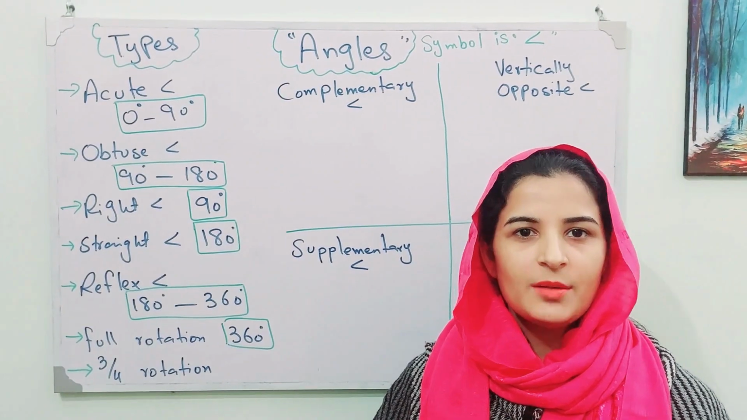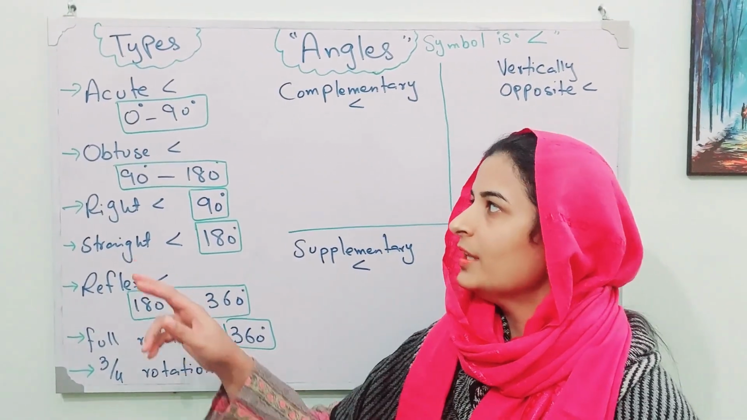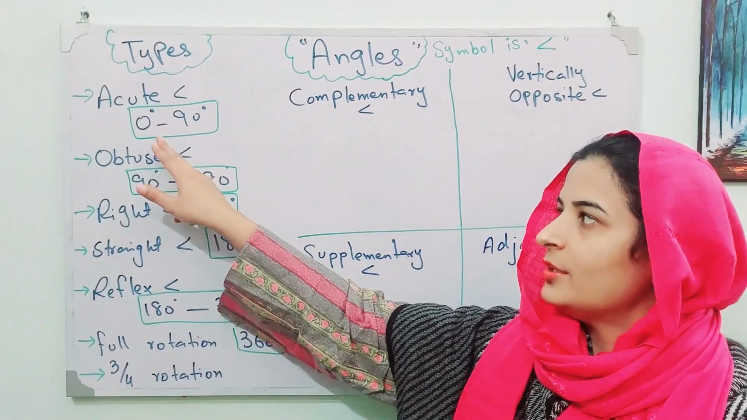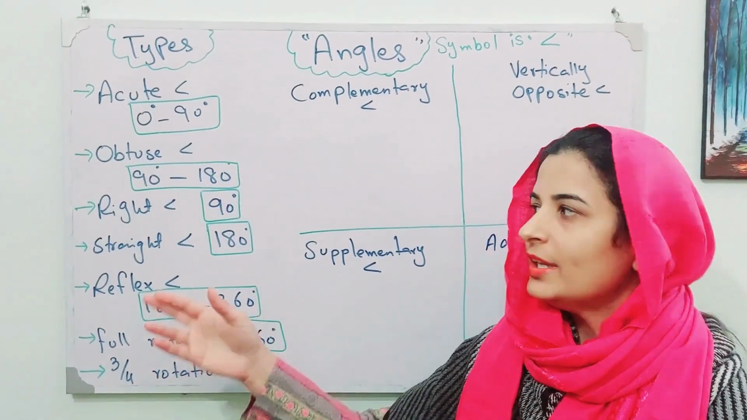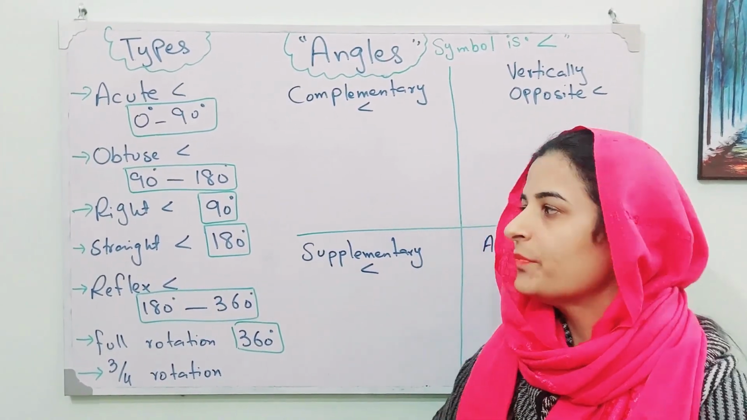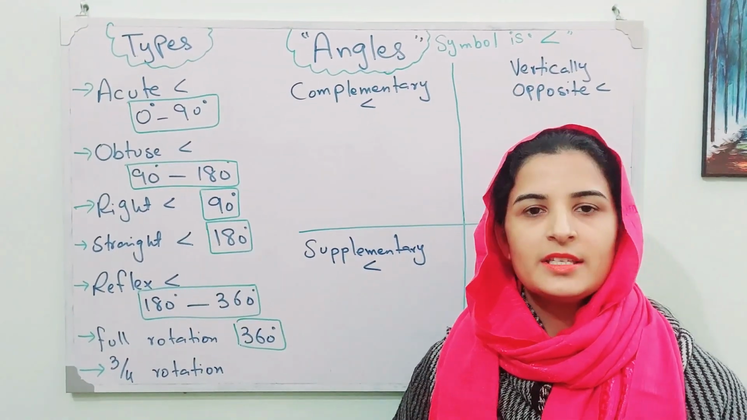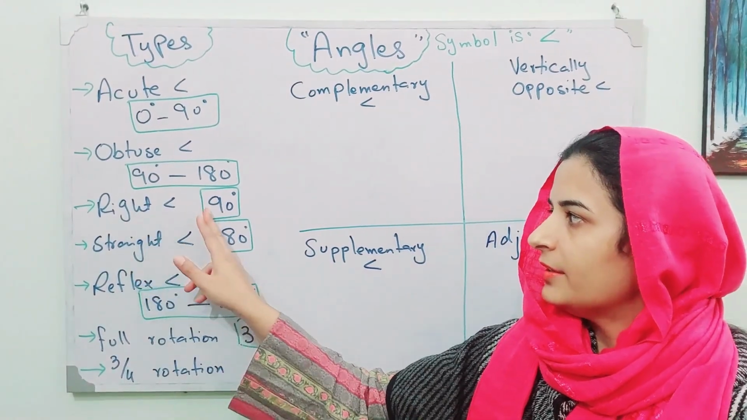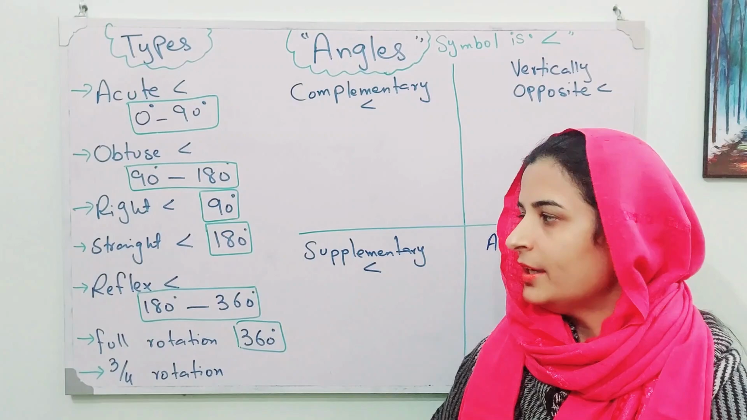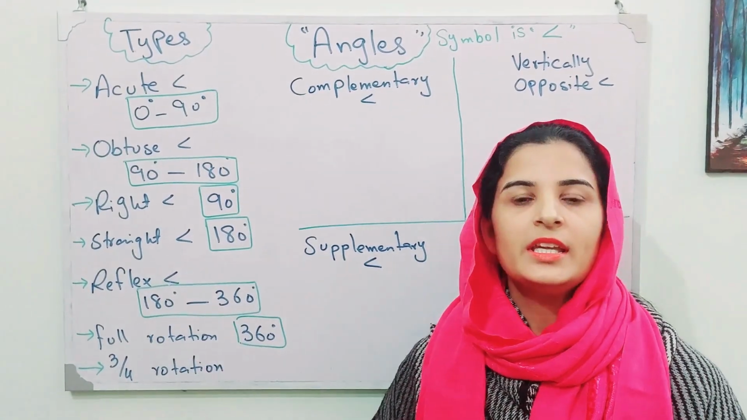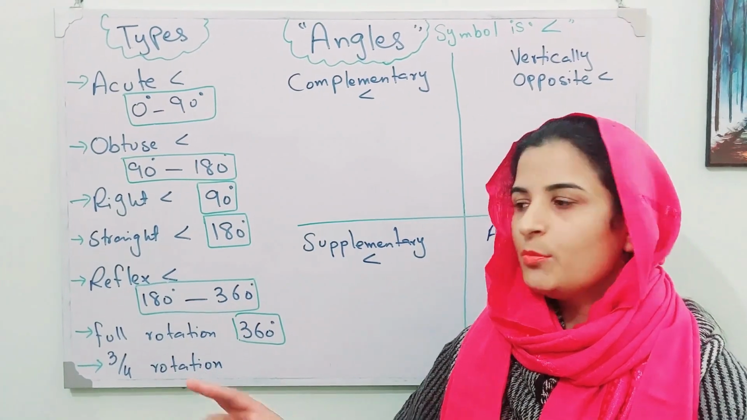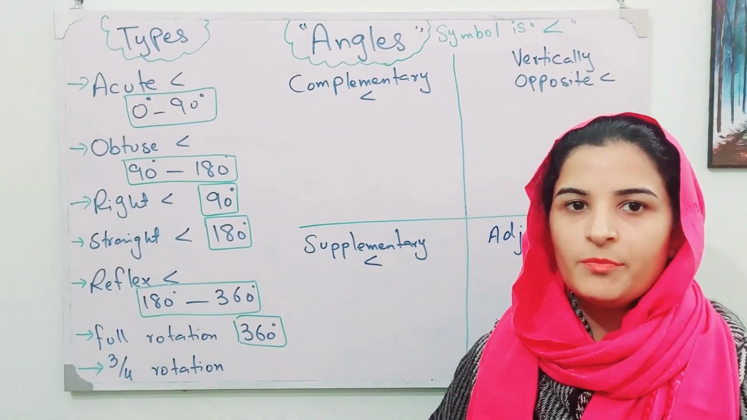Angles have many types, so let's talk about the first one. Acute angles. Acute angles are between 0 to 90 degree. The second one is obtuse angle. Obtuse angles are between 90 to 180 degree. Third one is right angle. As everyone knows already, right angle is of 90 degree. Straight angle is 180 degree. Reflex angles are basically greater than 180 and less than 360. These angles are between 180 to 360 degree.